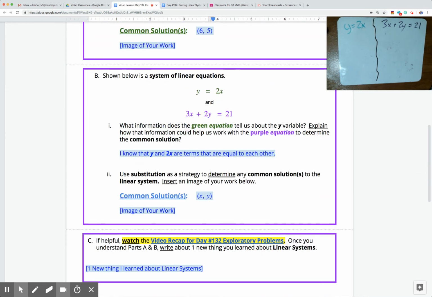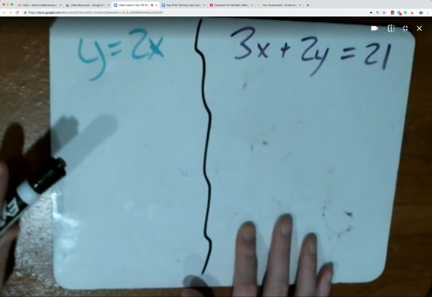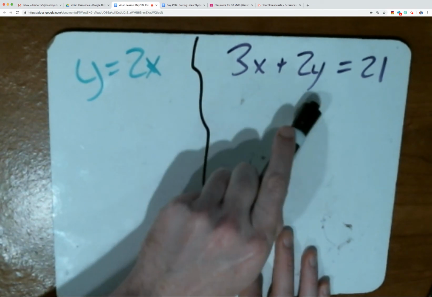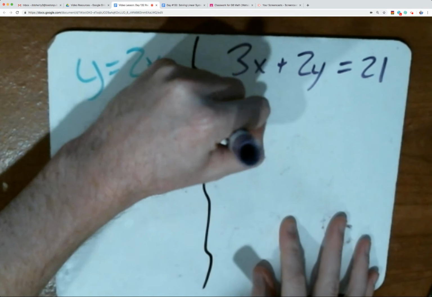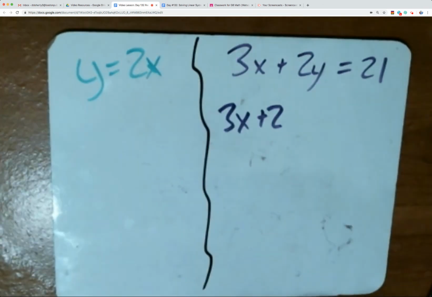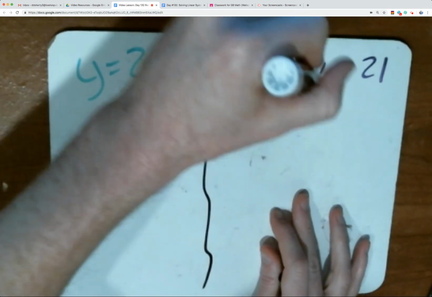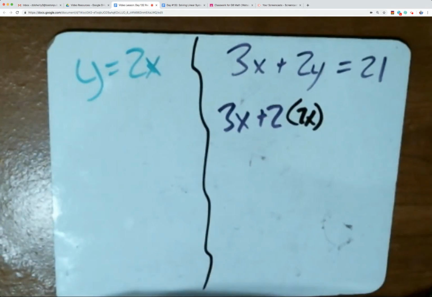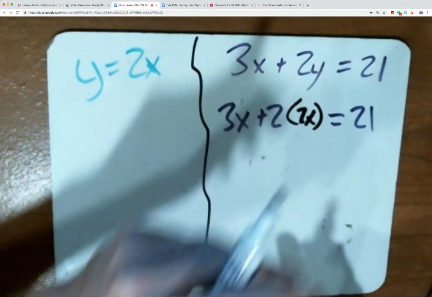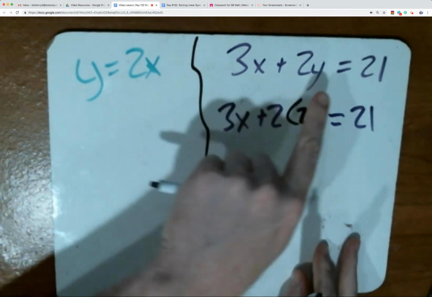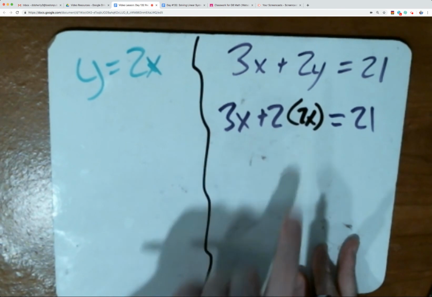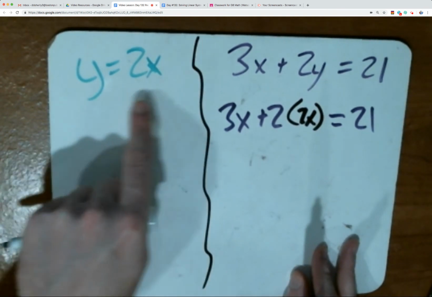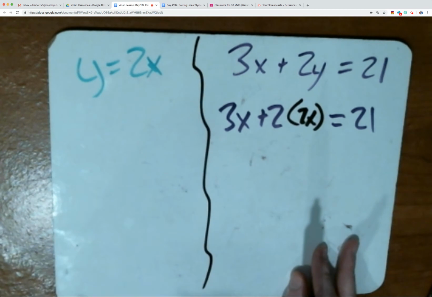So in this case, I can understand from the purple equation, we're going to full screen the whiteboard now. If y has to be equal to 2x, in the purple equation, we could replace the y with the 2x. So that purple equation could become 3x plus 2, but instead of times y, now it's times 2x equals 21. And again, all we did here was substitute the y, which was multiplied with 2, and replace it with 2x. Now it's 2 times 2x. And that's because of the information in the first statement, knowing y is equal to 2x.